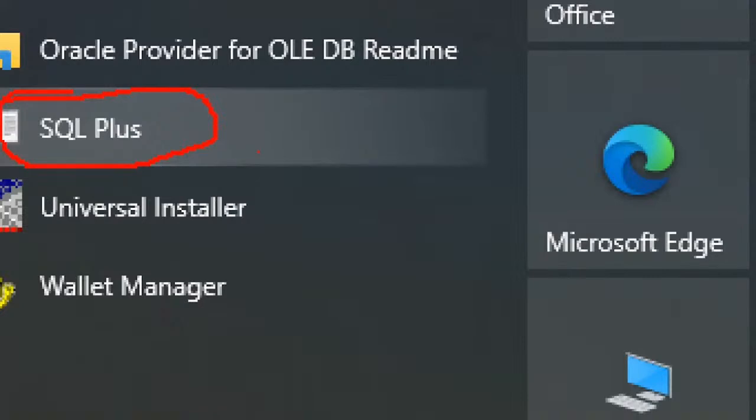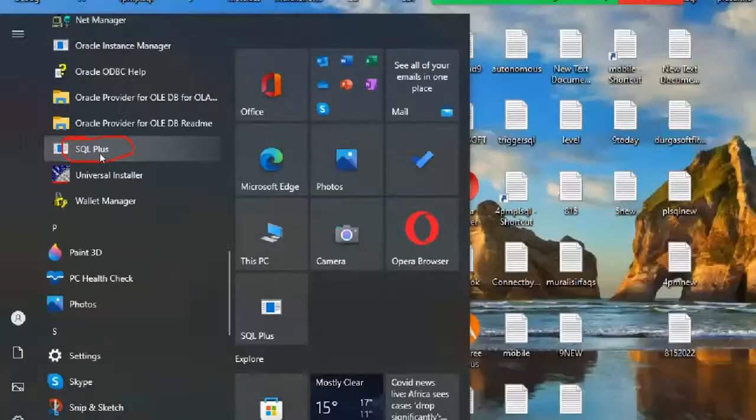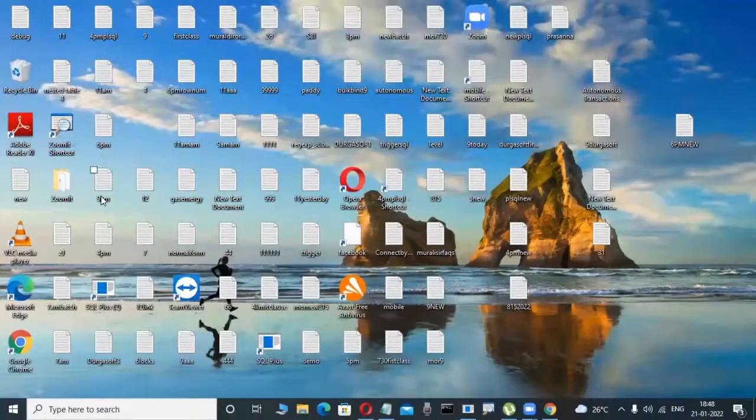SQL Plus is a default tool. Again, SQL Developer is a tool, a GUI tool. You can install that tool also, not a problem. Again, SQL Navigator is a tool, and Toad is a tool. Those are all explicit GUI tools. But SQL Plus, you are not required to load. Once we load the Oracle software, the SQL Plus tool is available automatically.